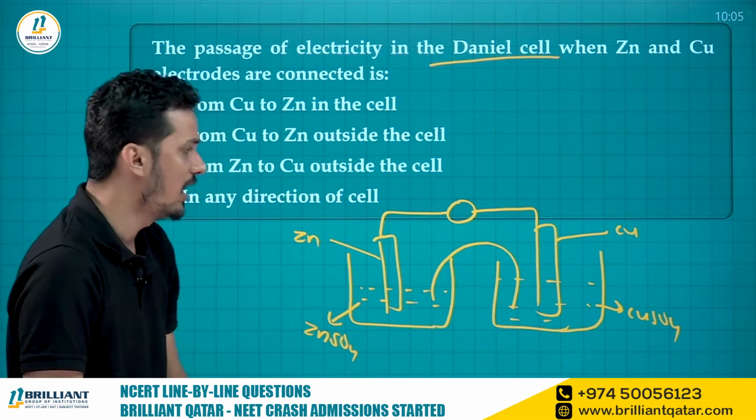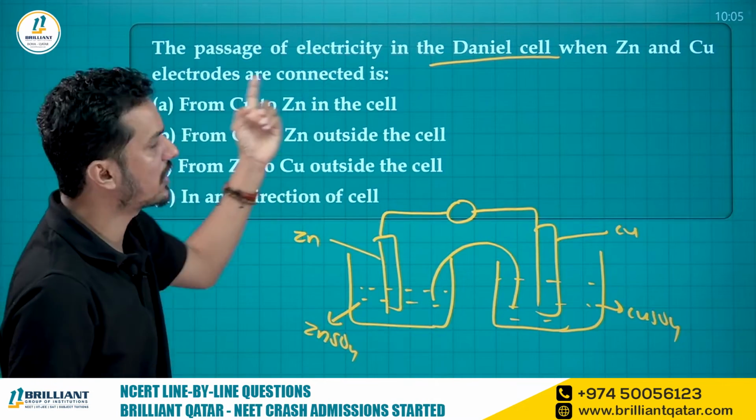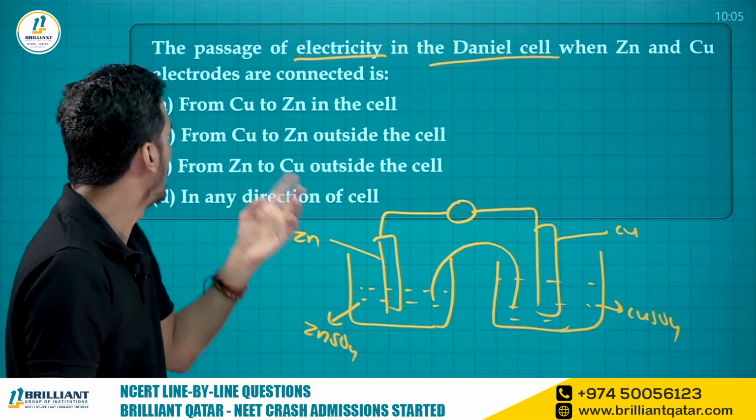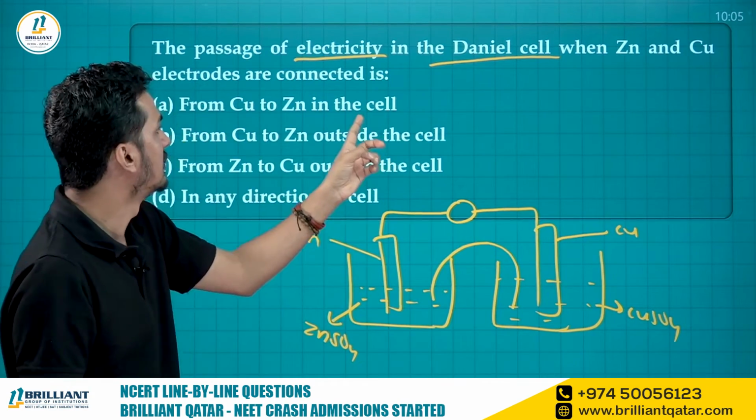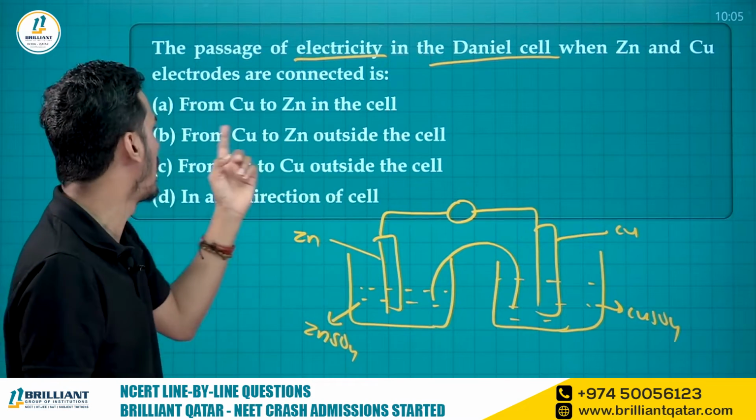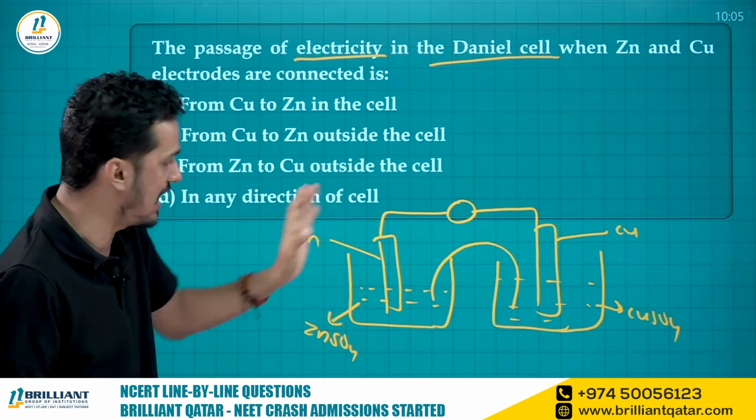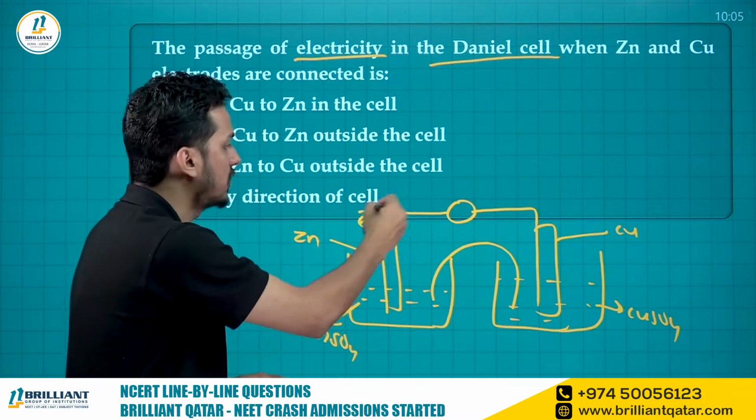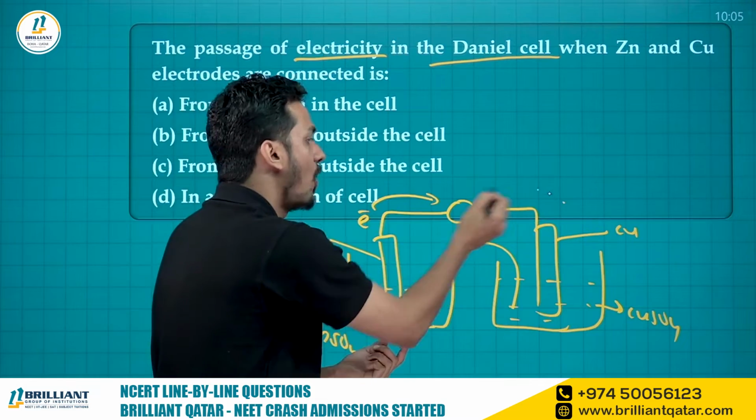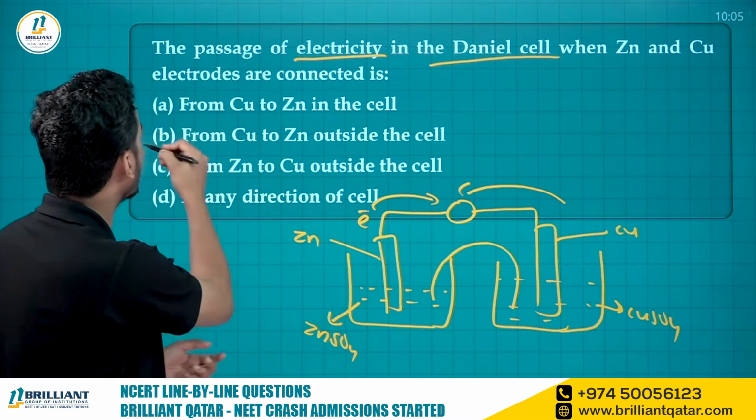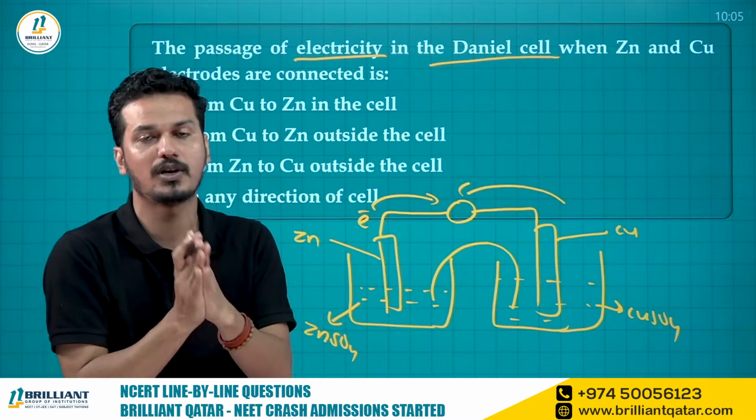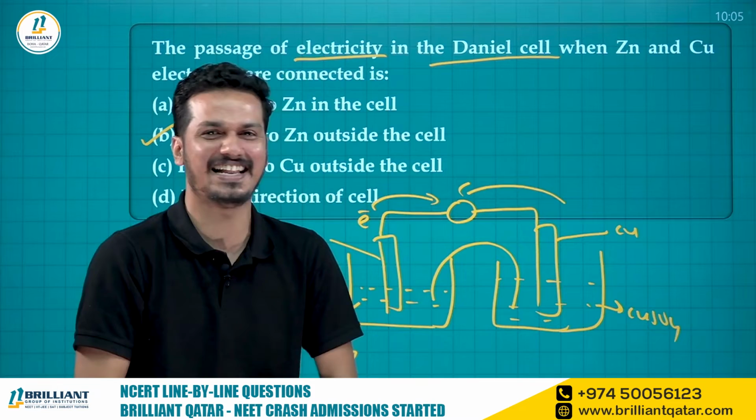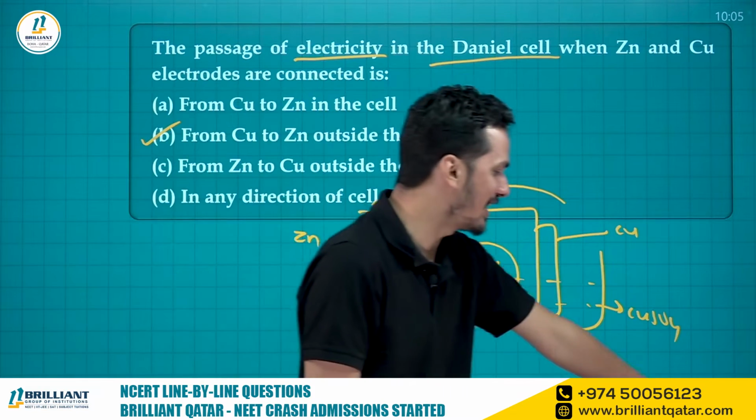This idea you know. They are asking about the electrode connected. The current will flow from copper to zinc in the cell, they are telling, wrong. From copper to zinc outside the cell, yes. Actually the electron flows from zinc to copper, and the current will flow from copper to zinc outside the cell. So option B is the correct answer. I hope you guys got it. Ready? Okay, we can move to the next question, guys.